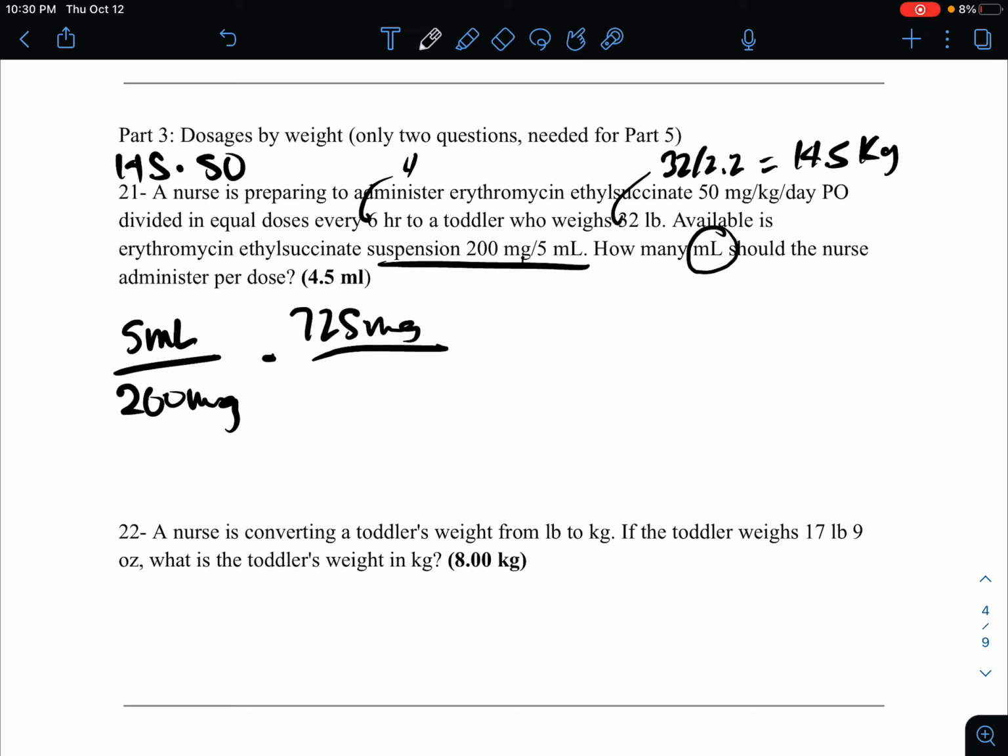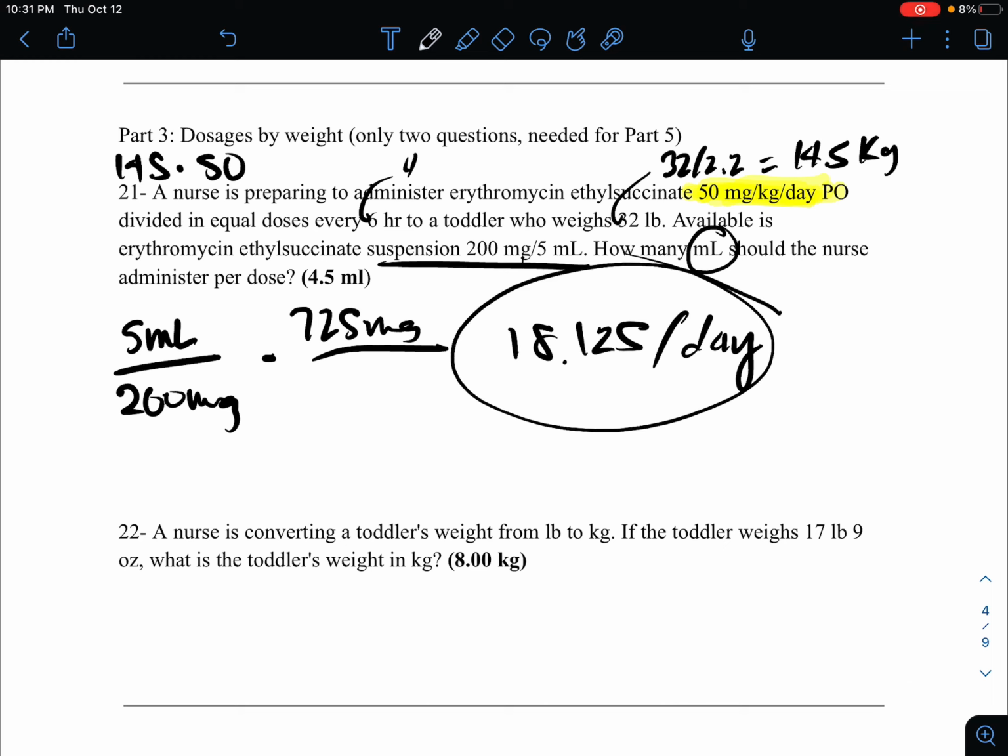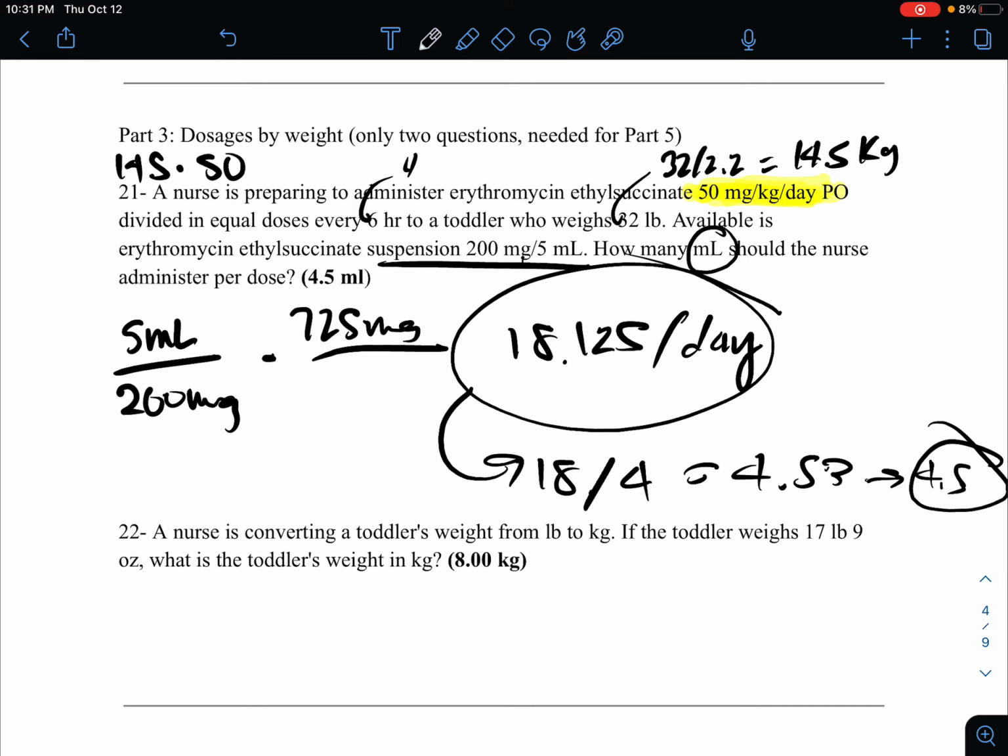Okay, so we'll go ahead and multiply straight across times 5 divided by 200 gives you 18.125. Okay, and divided by 4. Oh, yeah. Okay, this is how much for the whole day, right? For the whole day, this is how much you're going to give them, because the question once again says per day, 50 milligrams a kilogram per day. But for the dose, it'd be 18, we'll just round it down, divided by 4 equals 4.53, which equals 4.5 per dose.